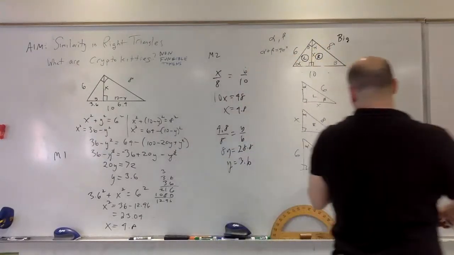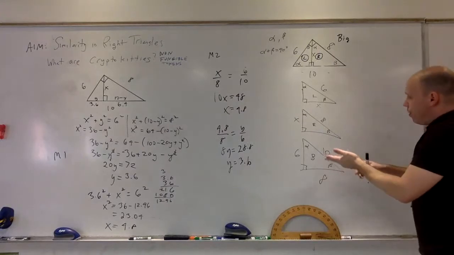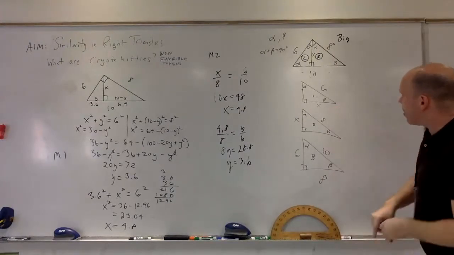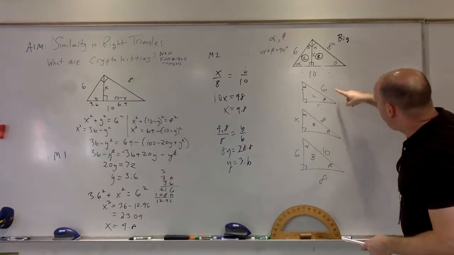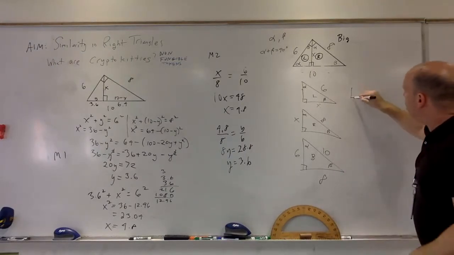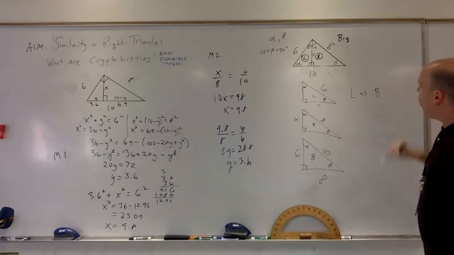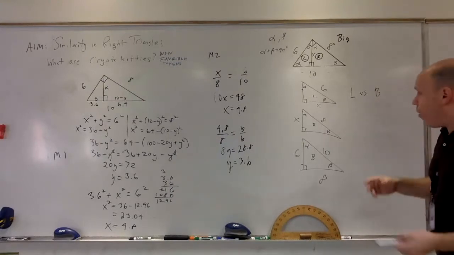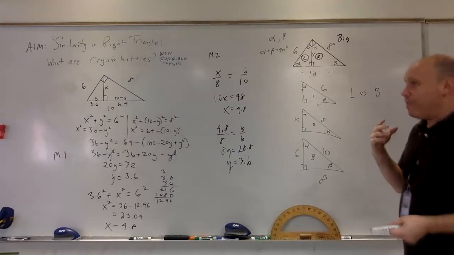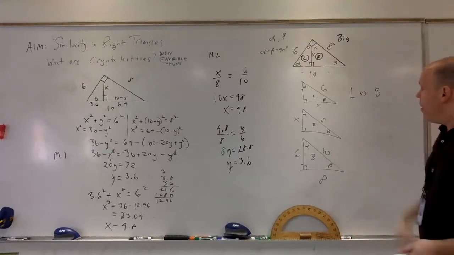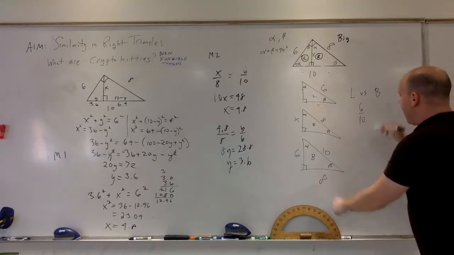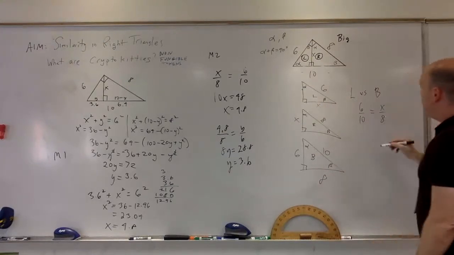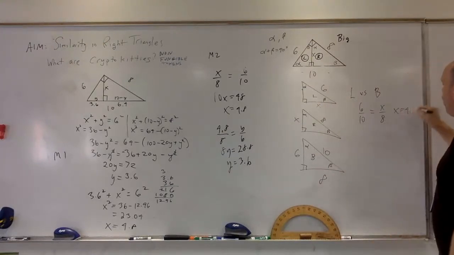Well, you might say, wait a minute, now I notice something. You could say, oh, you know what, Mr. Adler? If I compare the left triangle versus the big triangle, I can make a proportion. 6 is to 10 as x is to 8. And you get x equals 4.8.